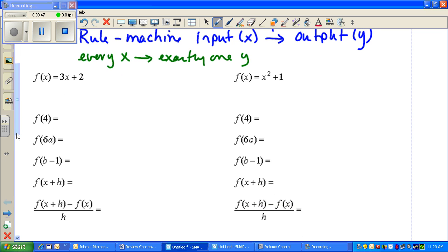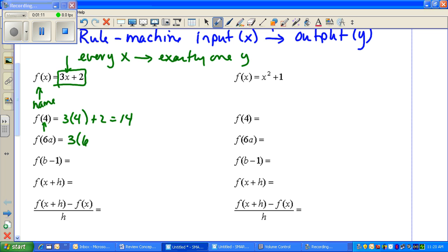So we have this rule. We have a name of the rule, and that's just the notation or syntax to say I'm looking at rule f. And this is the rule itself. So when I put in 4, it says to take 3 times your input 4 and add on 2, so you get 14. It doesn't have to be just a number. It could be a number and a letter.